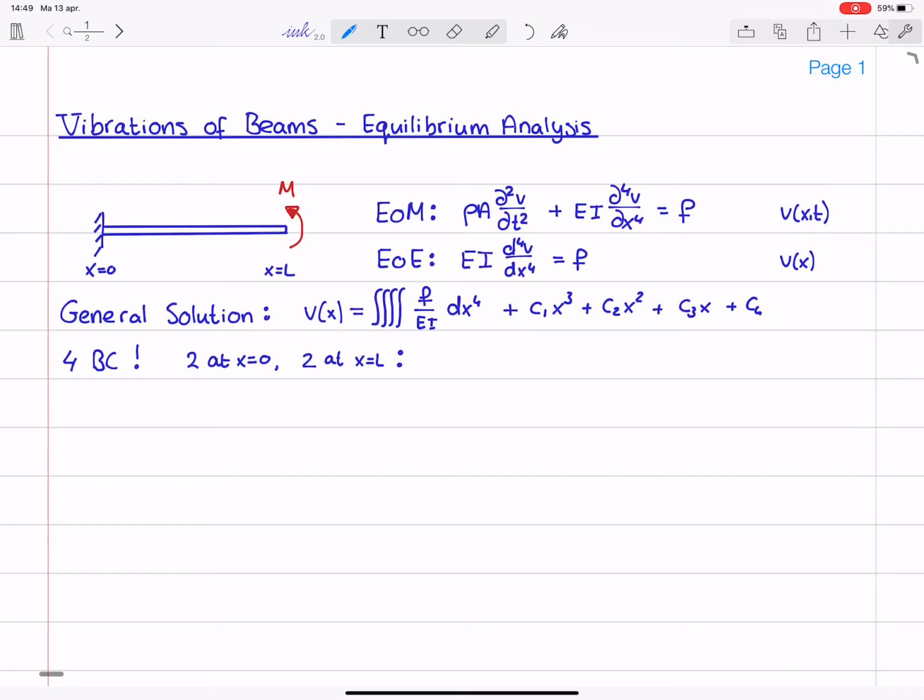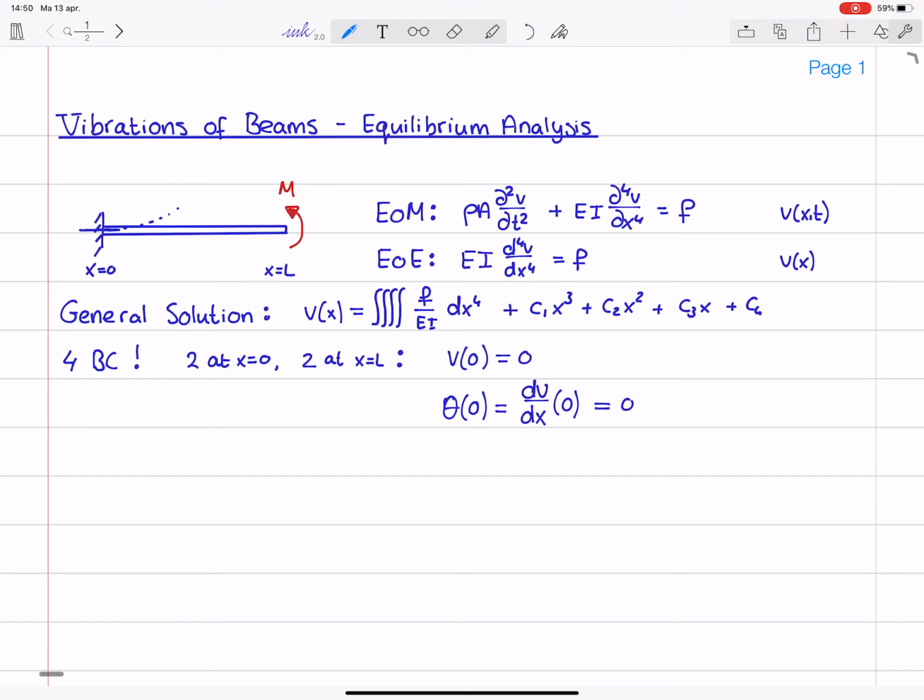Well, at the location of the clamping, the deflection is suppressed. The beam cannot move there. So that means that v at 0 must be 0. Moreover, as this beam is going to deform, maybe it's going to look like this, the slope will be 0 here. Now the slope, let's call that theta at 0, is actually the derivative of v with respect to x at 0, which must be 0.